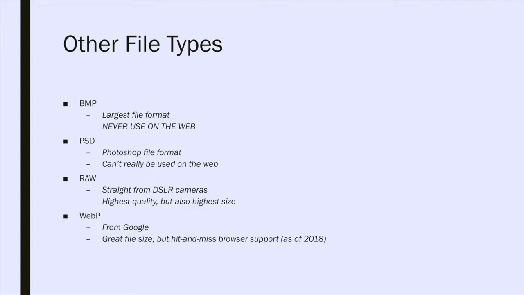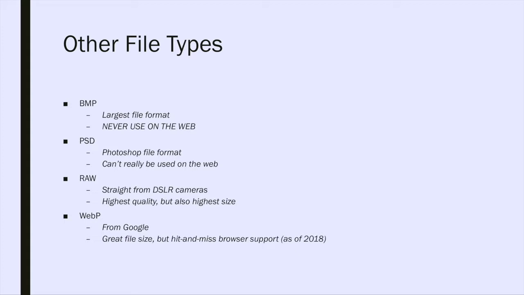PSD or the Photoshop file format can be useful, but not really that useful on the web. A RAW file is straight from DSLR cameras. It is the highest quality, but also the highest size. Not a lot of browsers know how to process a RAW file.